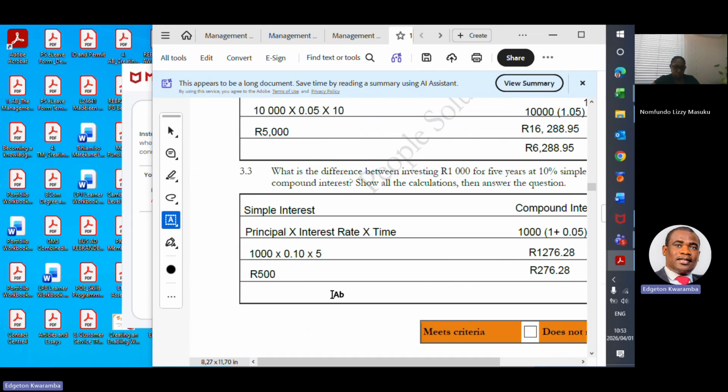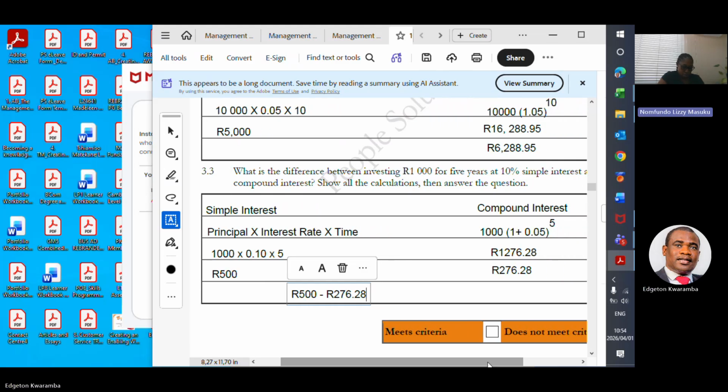But the question is also asking, what is the difference? So it means we will need to say at the end 500 minus 276.28. Okay, and then we'll get our answer. It should be 200 and something. It's 223.72. Perfect, so it's done.